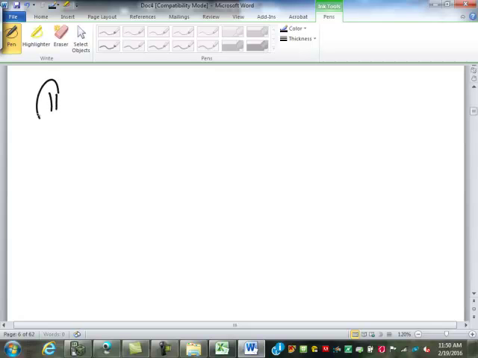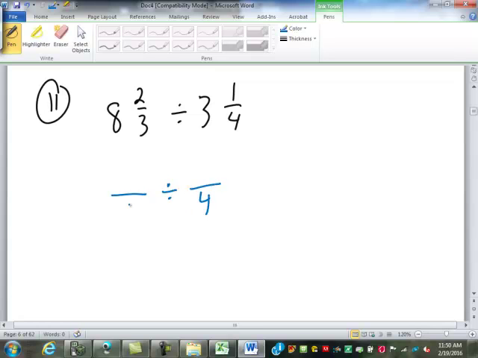Number 11. We're dividing with mixed numbers. Just like with our multiplication, since we're going to change the division into multiplication, that makes sense. We're going to turn this into improper fractions. So again, our denominators stay the same. So 8 times 3 is 24, plus 2 is 26. 3 times 4 is 12, plus 1 is 13.